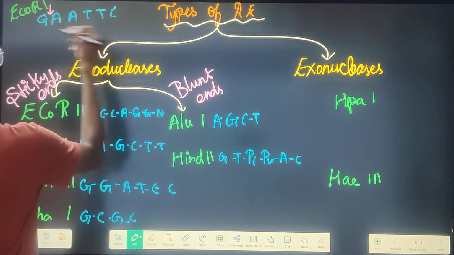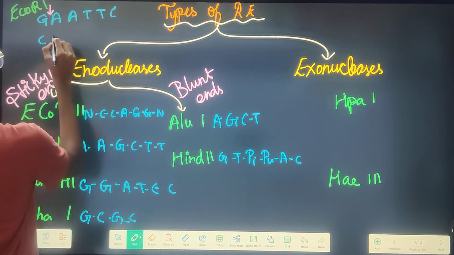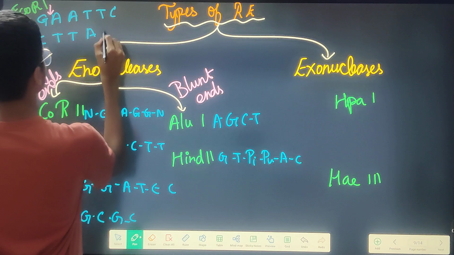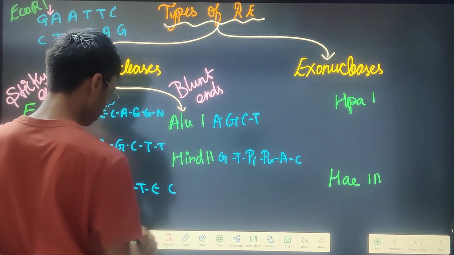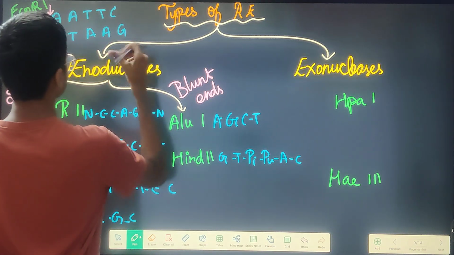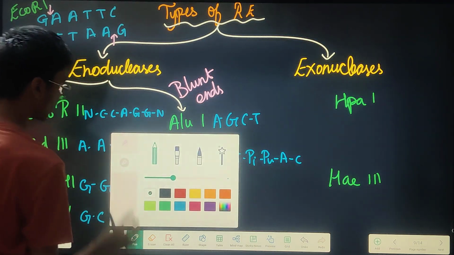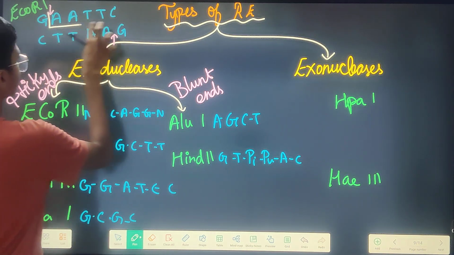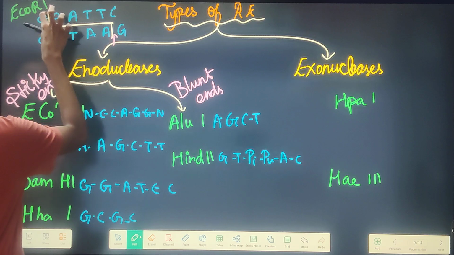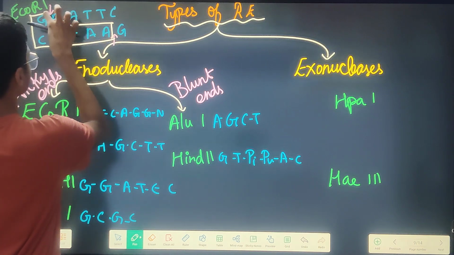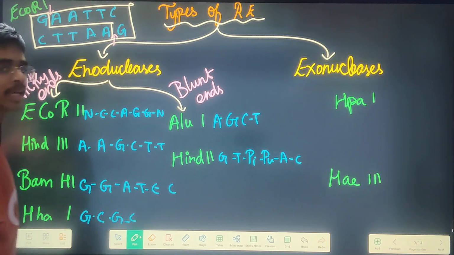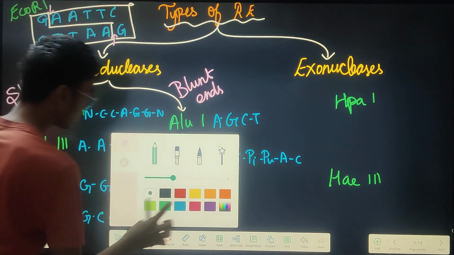So for here, how will you write it? You can write it as C T T A G. So here you will be having it cutting over here, in this place exactly. Like this, you will be having it like this. So then how about here?